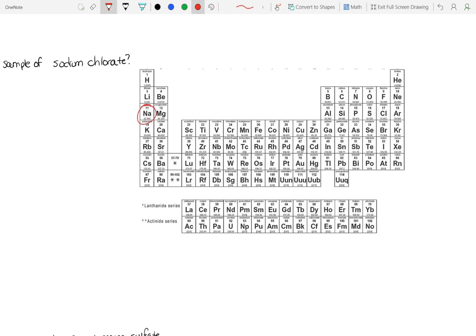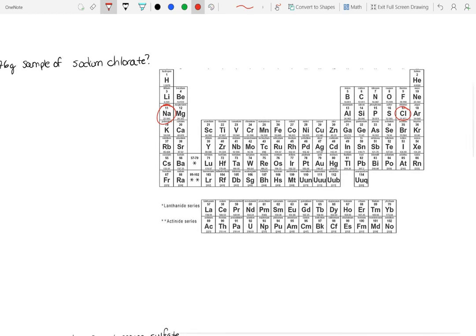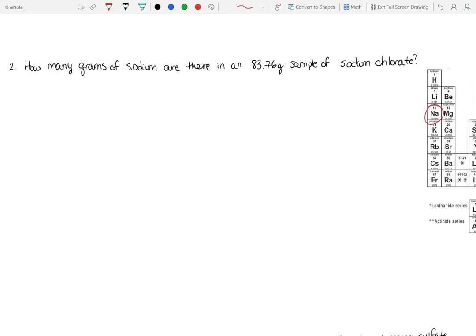Sodium is located in the +1 column, while chlorate is located in the -1 column. It takes one of each to cancel each other out. And remember that chlorate is ClO3 minus, so this should be NaClO3. That's the formula of sodium chlorate.